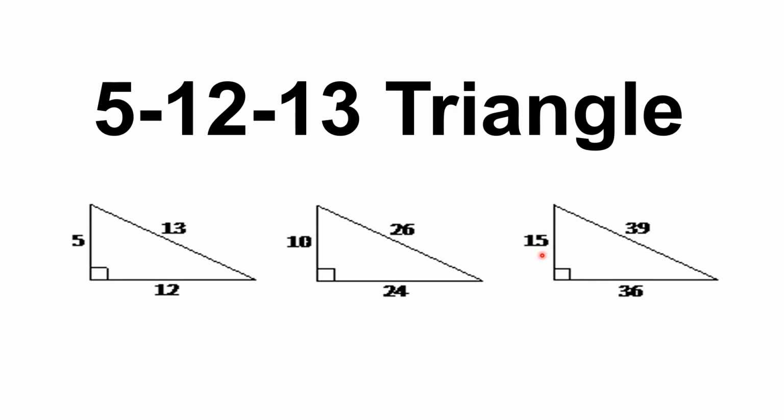This third triangle, we can observe that it has a multiplier of 3 because, for example, 36 divided by 12 is equal to 3. So to get the other sides, we simply multiply 5 times 3 is equal to 15, and 13 times 3 is equal to 39.